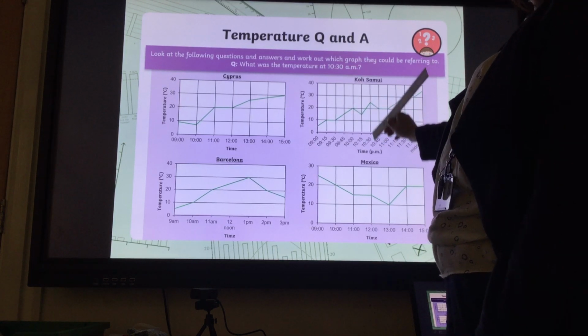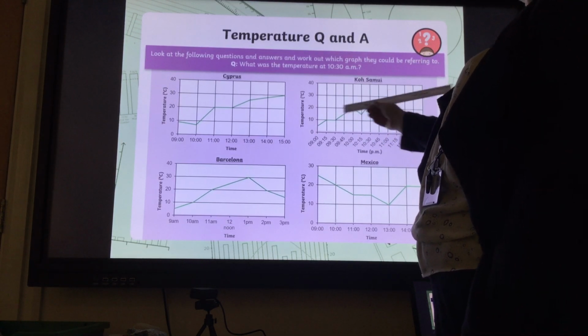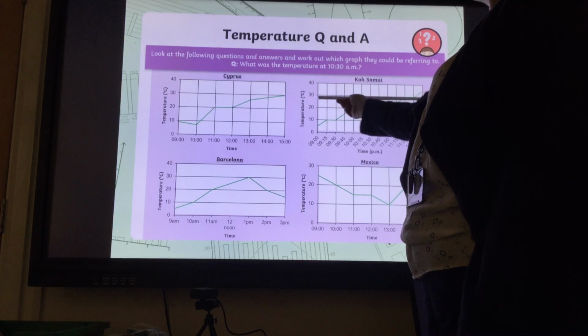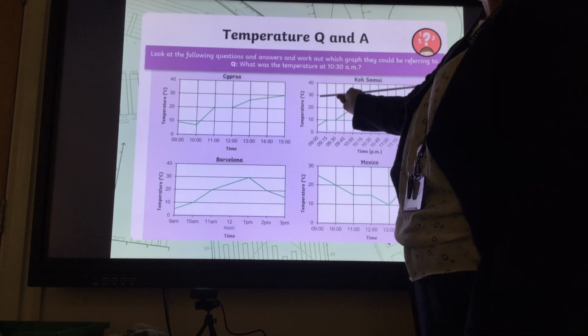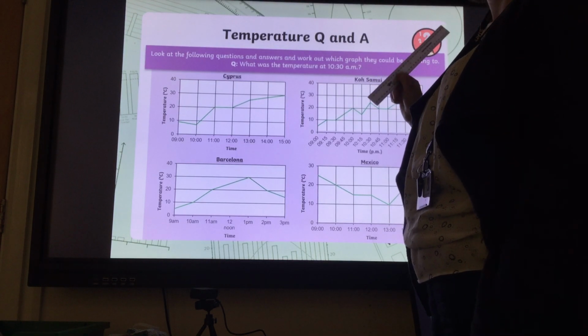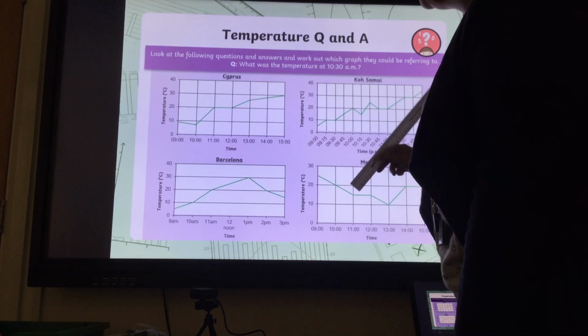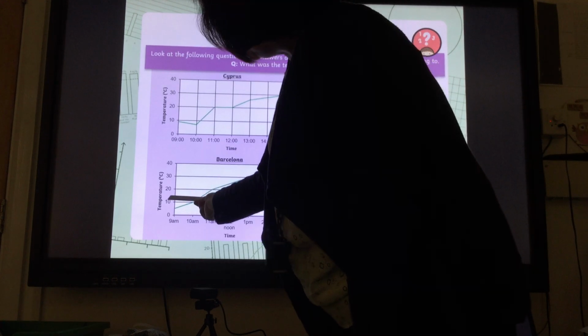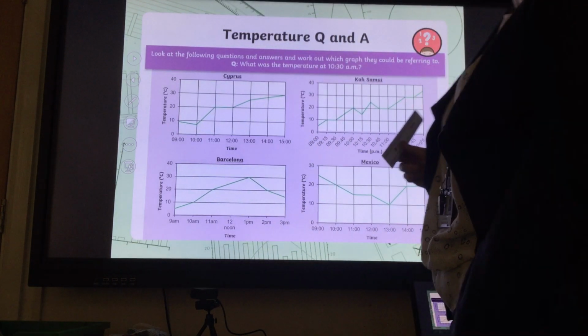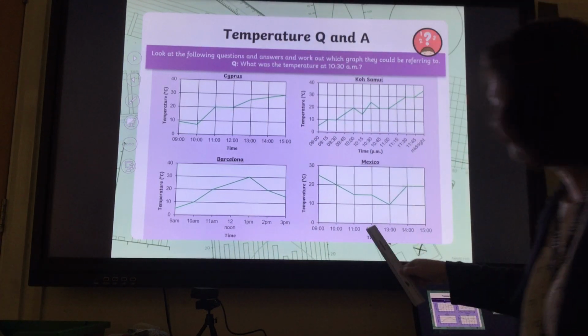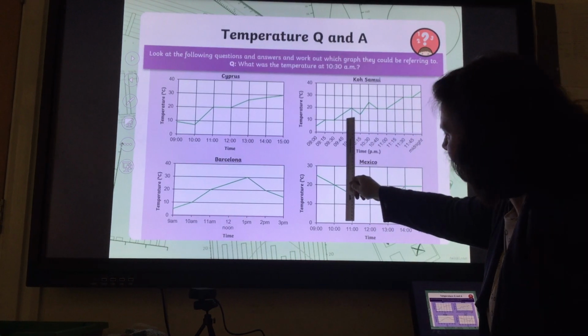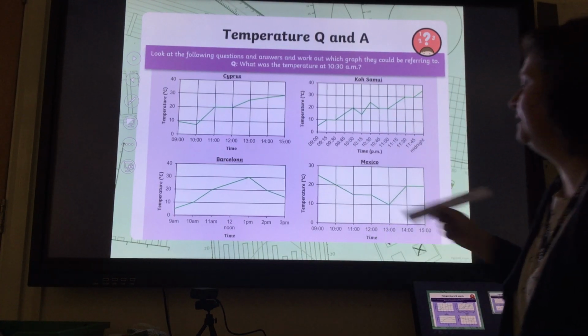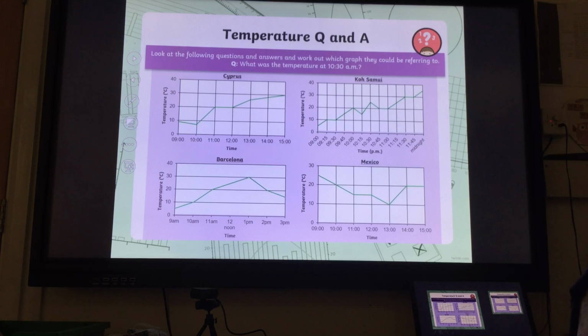10:30 is marked on this graph here, so we just have to look at the line and again go along to see where it is. And it's roughly about halfway between 20 and 30. What would that be? And here, 10:30 would be about halfway between 10 and 20. And 10:30 would be here, and a bit higher up, maybe 18 degrees.